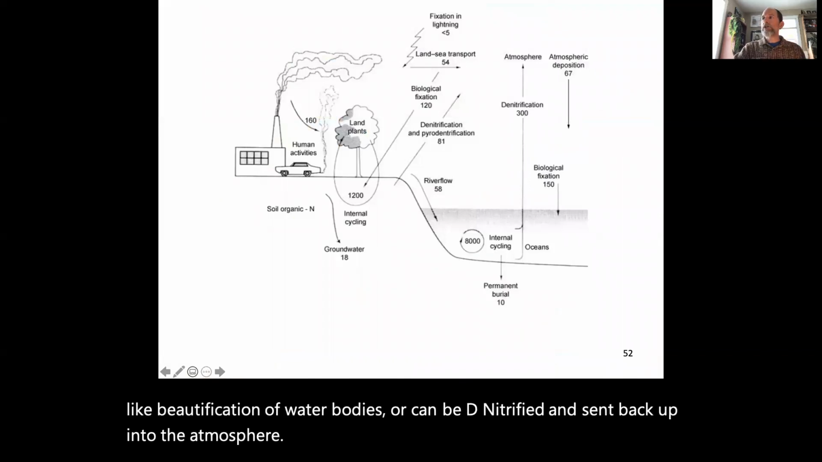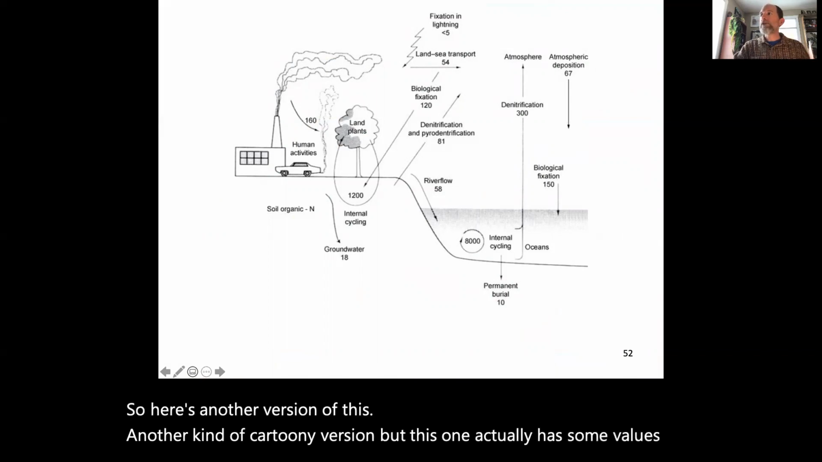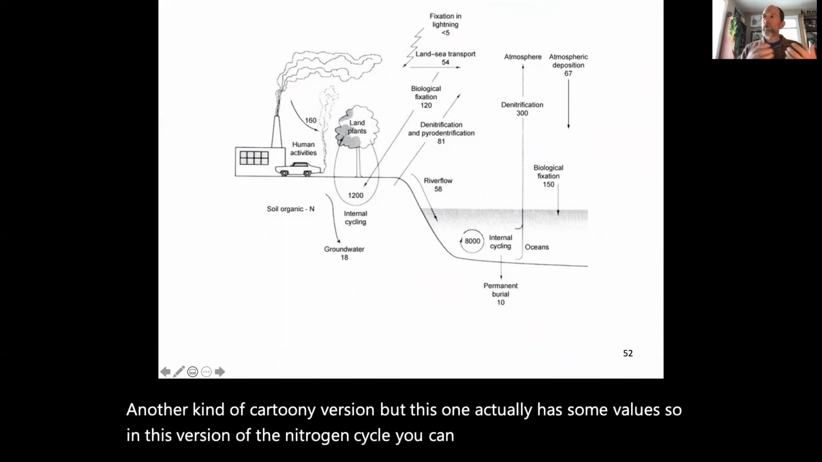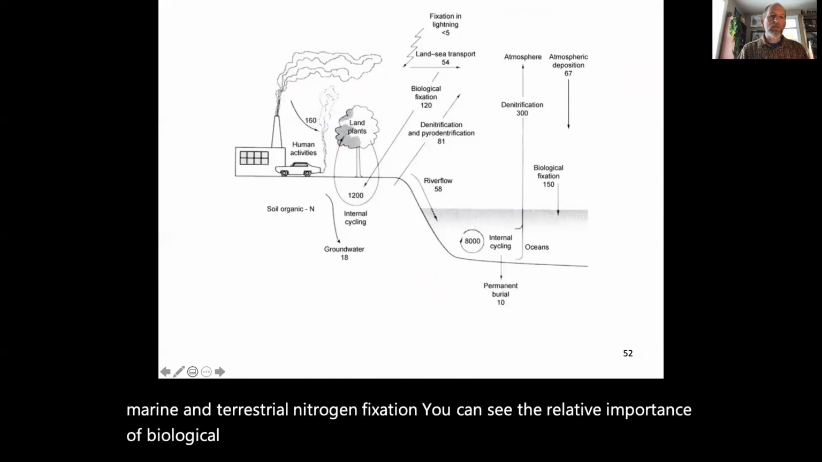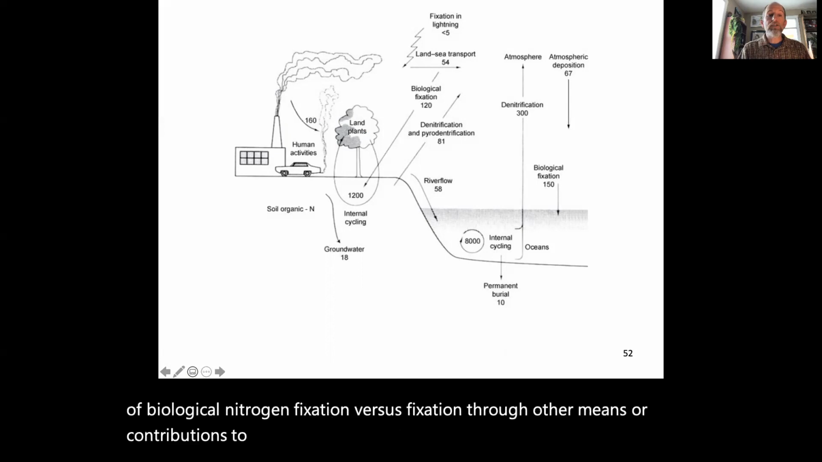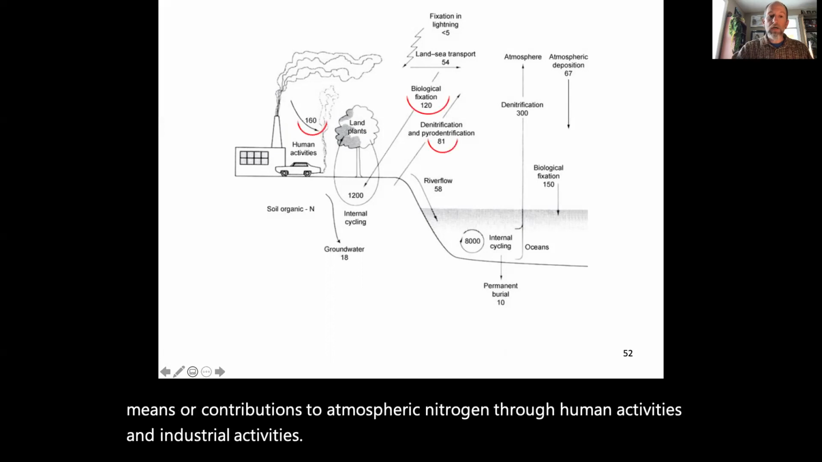So here's another version of this, another kind of cartoony version, but this one actually has some values. So in this version of the nitrogen cycle, you can see actual values for both marine and terrestrial nitrogen fixation. You can see the relative importance of biological nitrogen fixation versus fixation through other means, or contributions to atmospheric nitrogen through human activities and industrial activities. So lots of interesting stuff going on there.